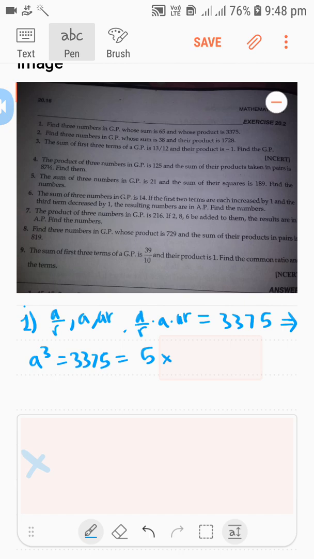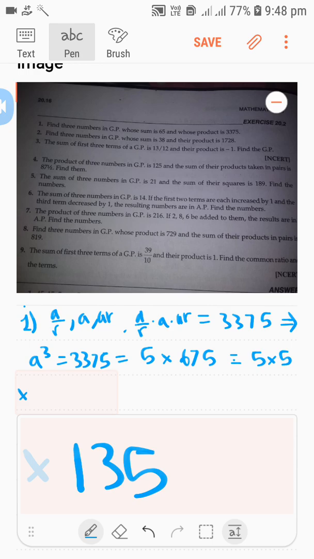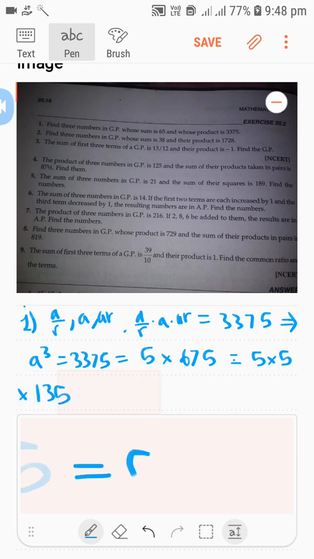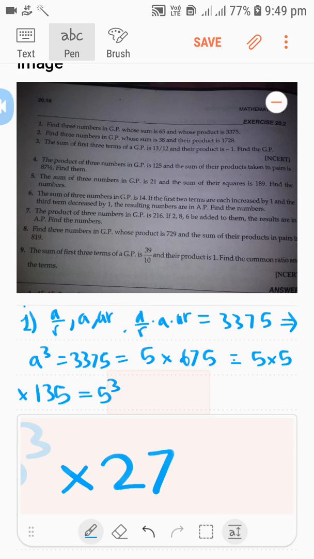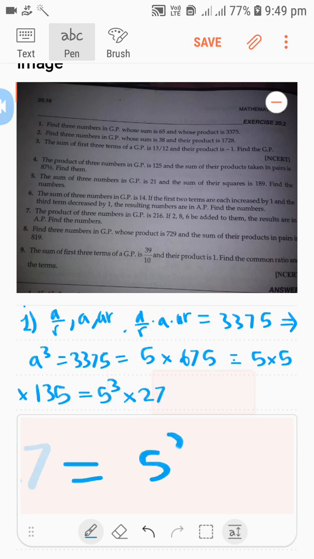So factoring out 5, you get 5 into 675. Which can further be written as 5 into 5 into, taking out another 5, you get 135, which can be written as 5 cube times, taking out another 5, you get 27. So this is just 5 cubed into 3 cubed, which is, yes, 15 cubed.